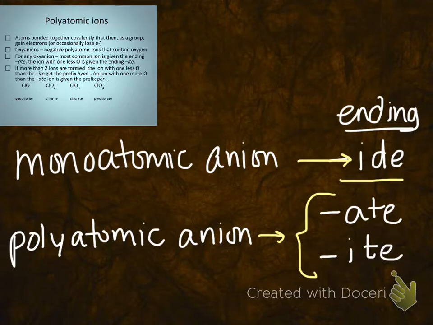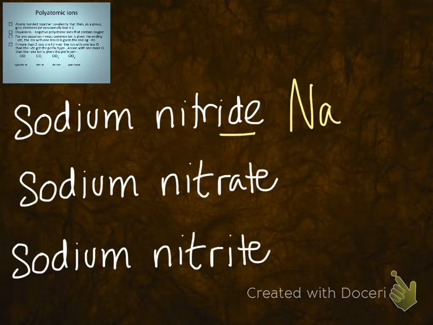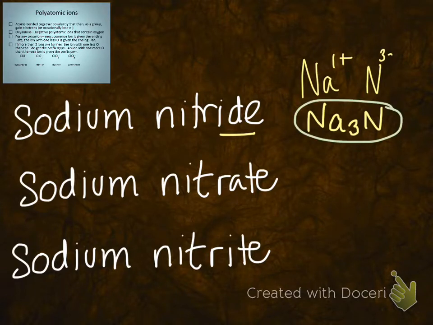Let's see what this looks like in a real-life example. Say we come across sodium nitride, sodium nitrate, and sodium nitrite. Well, sodium nitride, IDE, is a sodium ion combined with a nitrogen atom that has gained 3 electrons to form a 3-. So we know the formula would be Na3N.